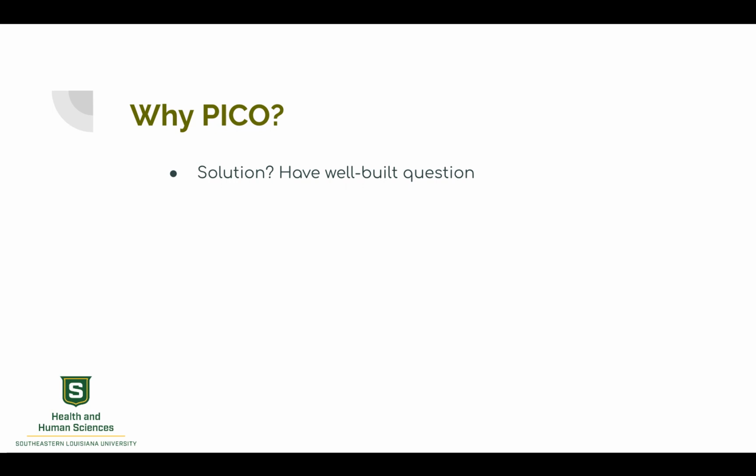A way to solve both of these problems, whether too many results or too few, is to have a well built question. You need to think through your question very well in order to come up with one that is really going to help you when you're doing the search, so that you get a manageable number of papers to go through. That is where PICO comes in. It helps you construct a well built question in order to do good research.